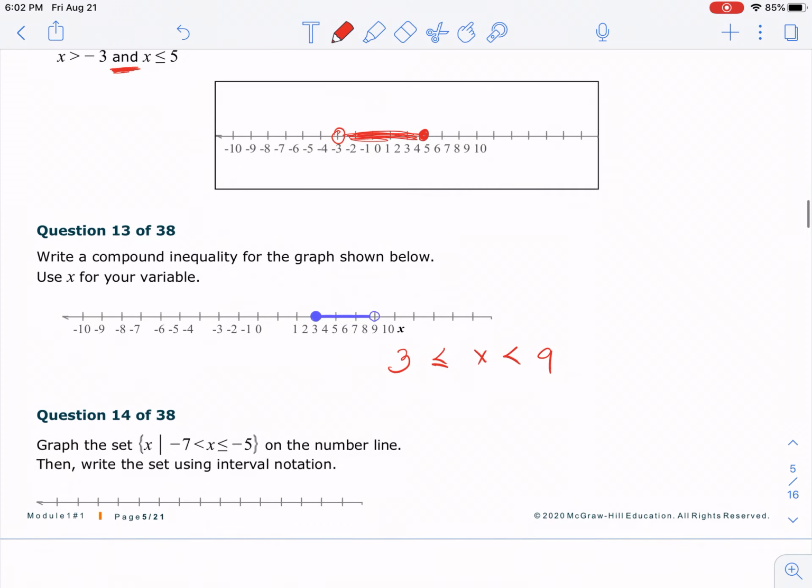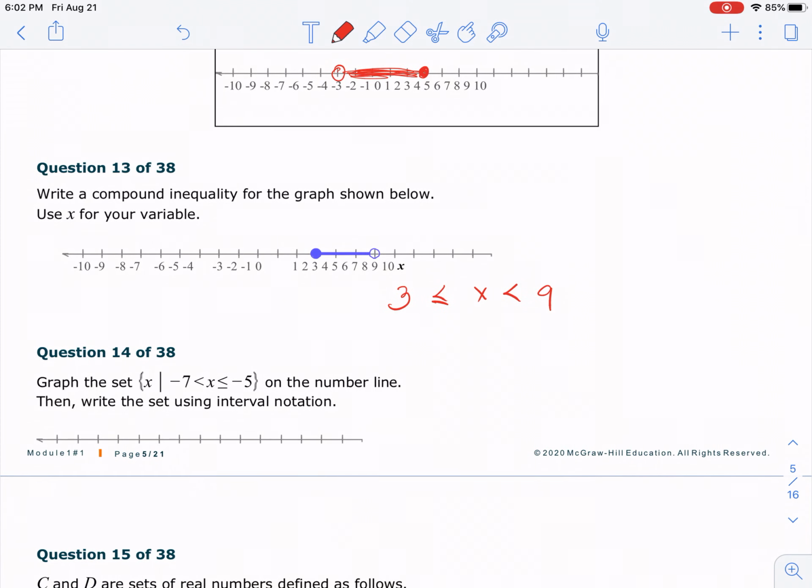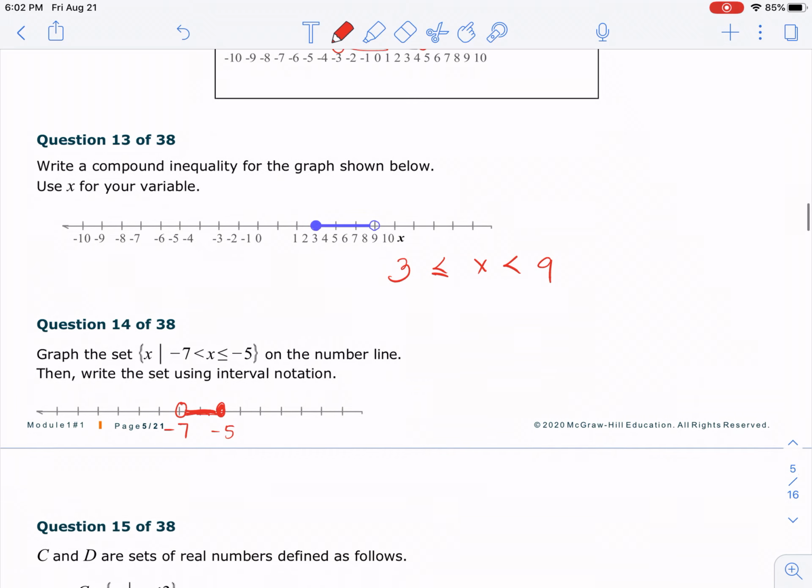Okay, number 14. We have to graph the set of x such that x is in between -7 and -5. And I'm just going to write the numbers here. So -7 and -5. For -7 it is open, for -5 it is closed, because we have the equal sign. So we have to include -5. All right, those are very easy problems.